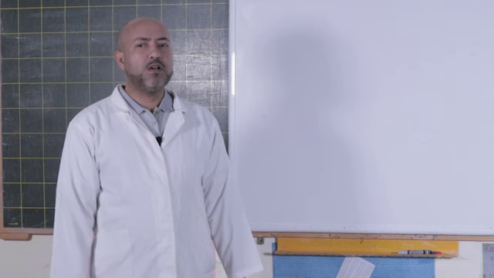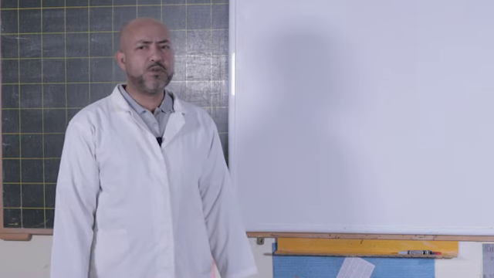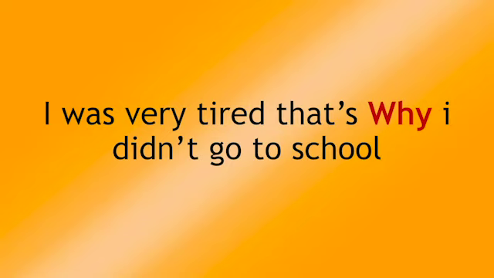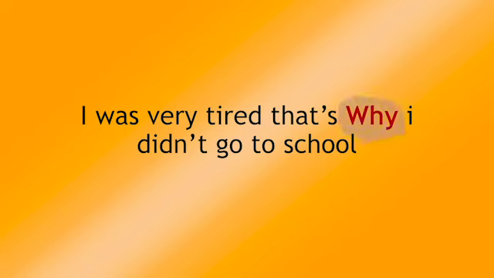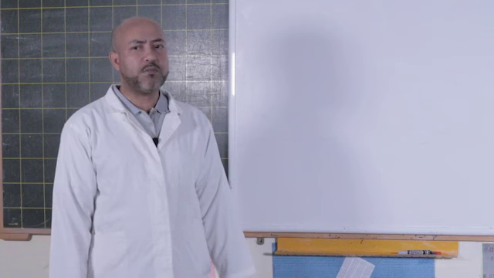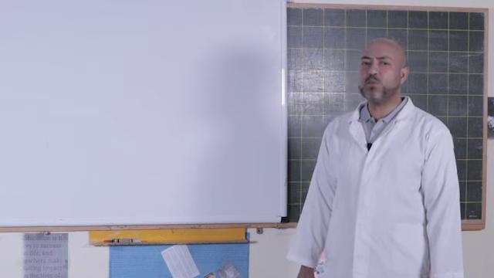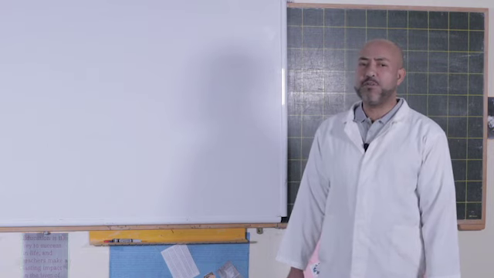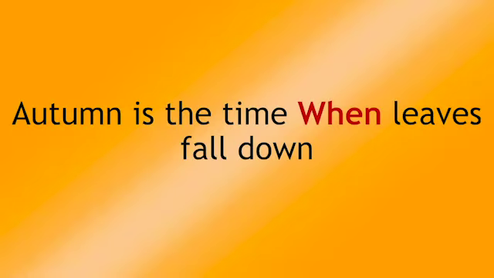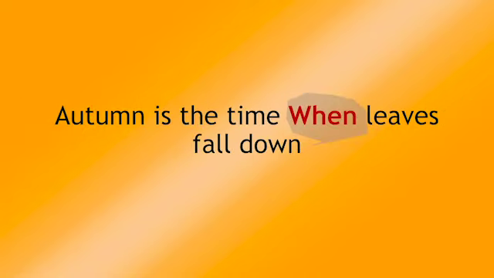So let's start with why, which is used to express reason or cause, which means what makes something else happen. Here is an example. I was feeling tired, that's why I stayed at home. So here are two sentences, the first one expressing a cause and the other one expressing an effect. So why is used because here it addresses the reason or the cause. The next one is when, which is used to express time. For example, autumn is the season of the year when leaves fall down. So when here must be followed by a subject, expressing time.